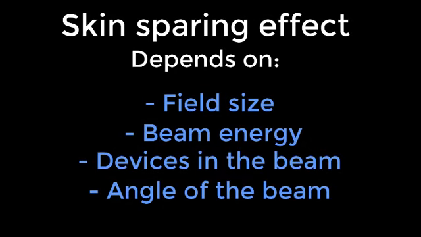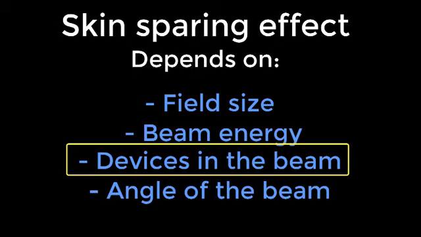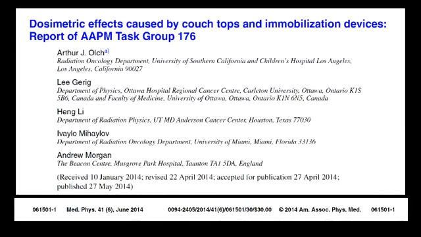So next on our list is to look at what happens when devices are put into the beam. An important reference for this is going to be the AAPM Task Group number 171. This looks at the dosimetric effects from couch tops and immobilization devices, but it actually talks about a lot more than that and has some general physics behind what happens when you put devices in a beam. So let's look at this.